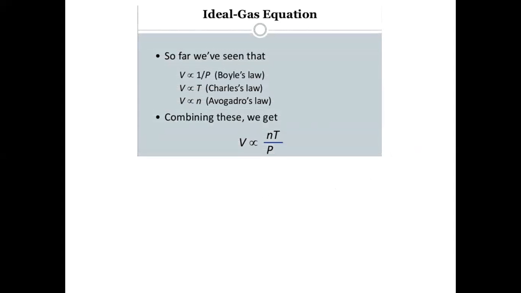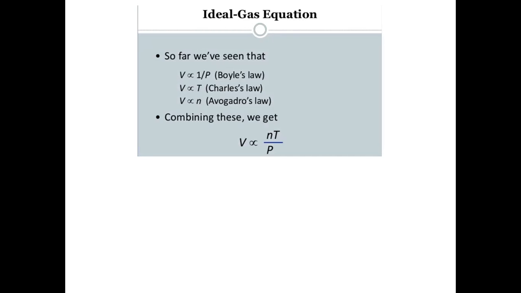The first law was Boyle's law. The second law was Charles' law. The third was Avogadro law. So when we combine all these laws, which state that V is inversely proportional to P, V is directly proportional to T, and V is directly proportional to the number of moles, we get an equation which is known as the ideal gas equation. And students, an ideal gas is that gas which obeys the ideal gas equation.